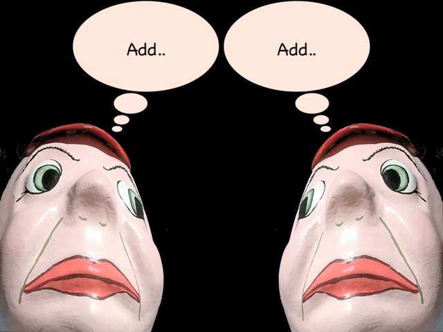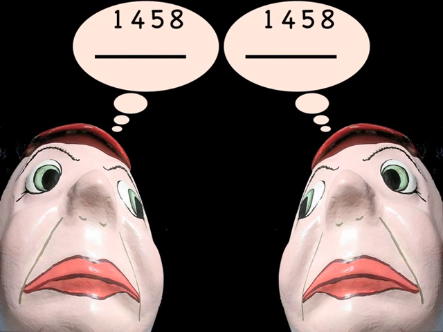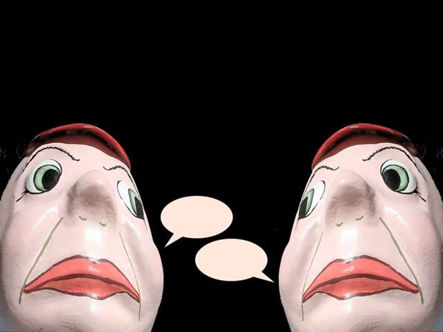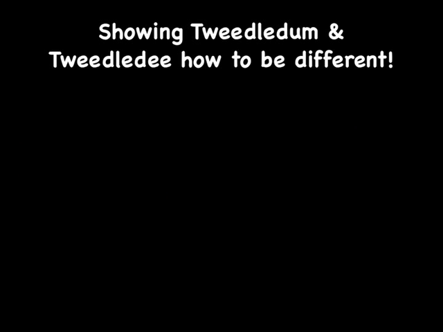I'm going to add. Okay, let's add. 1,458 plus the flip, 8,541. That's 9,999. Ready? Oh, that's interesting. Set. I'm going to say it. Go! 9,999! Copycat!